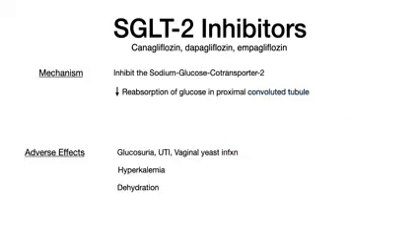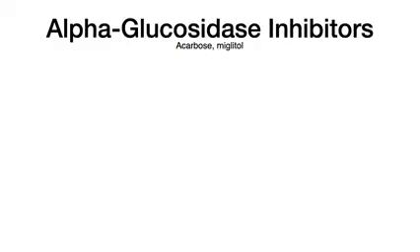So again, the adverse effects, glucosuria, UTI, and vaginal yeast infection should make perfect sense considering the mechanism basically leads to more glucose in the urine. Now, how do you remember that the Flozin drugs are the SGLT2 inhibitors? Well, this is really easy. Just remember Flozin through the urine, or Floin through the urine. And that will remind you that the drugs that end in Flozin or Floin all go through the urine and are SGLT2 inhibitors. Now let's talk about alpha glucosidase inhibitors.